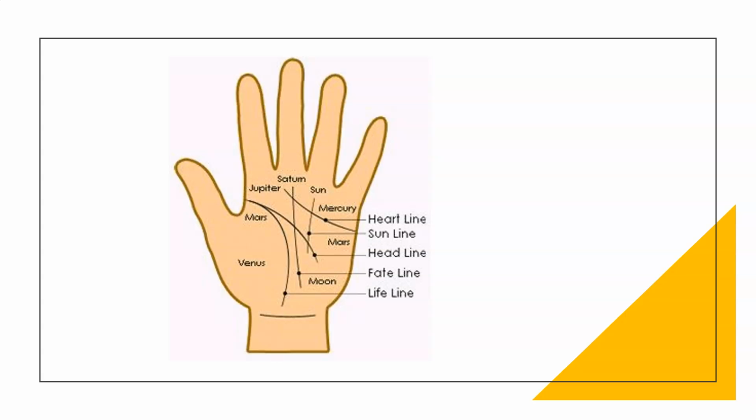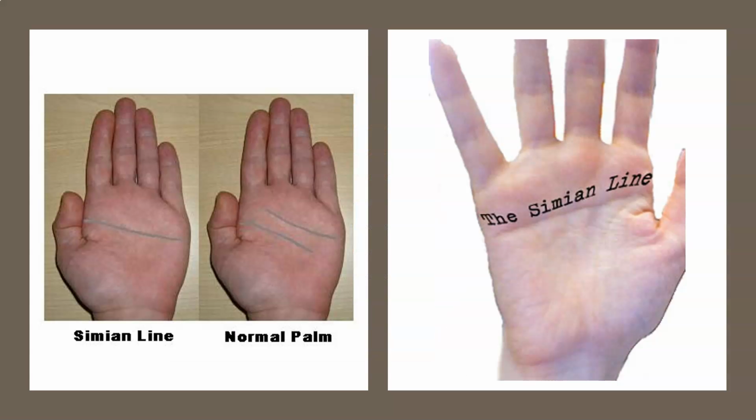Occasionally, the head and the heart lines combine into one line. This is called the Simian Line. Let me show you, I'm going to pass to another. As you can see here, the head and the heart lines are combined into one line, and this is called the Simian Line. It indicates that the head and the heart function as one.